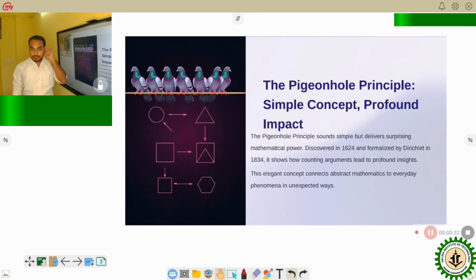So, what is the basic definition, and how did the pigeonhole principle come into existence? In 1624, the first pigeonhole principle was defined in a different way that could not be utilized as a formal definition, but Dirichlet in 1834 formalized the 1624 definition to give the mathematical aspects of the pigeonhole principle and the related problems.